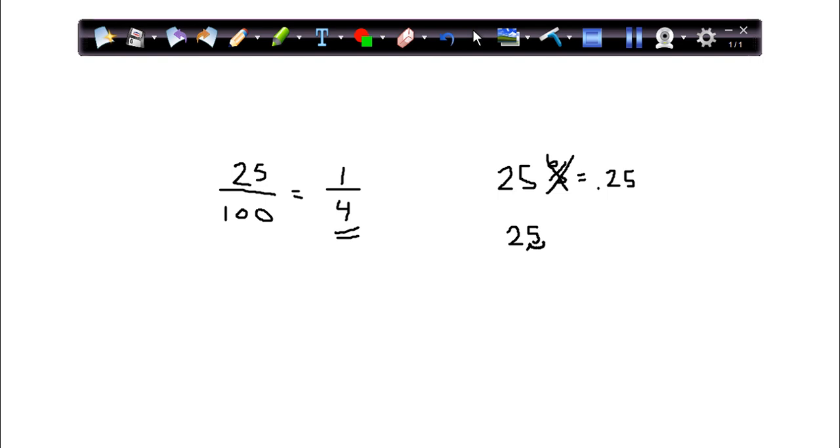1, 2. See? Your decimal point ends up there. And it looks like this. 0.25. Okay? Let's look at the next paragraph.